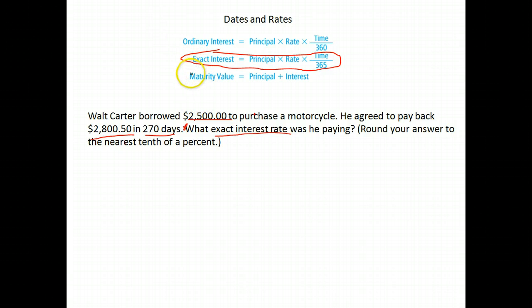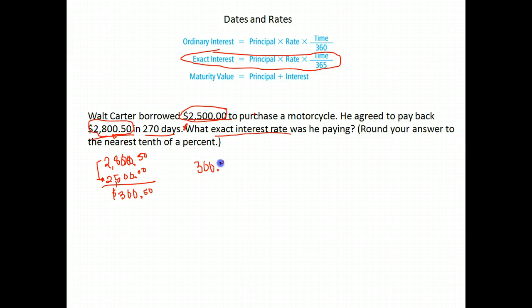Do we know how much interest he paid? Well, it's not evident right in the question, but we do know that he borrowed $2,500 and ended up paying back $2,800.50. So the difference there is going to be the interest. Whatever the difference is between 2,500 and 2,800.50, we get $300.50 is the amount of interest that he had to pay. Notice that we figured that out because that's how much additional money he paid back. So that goes first.